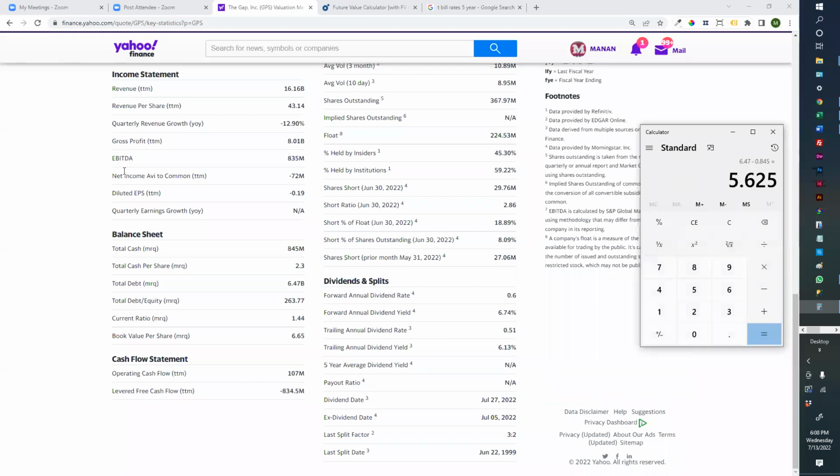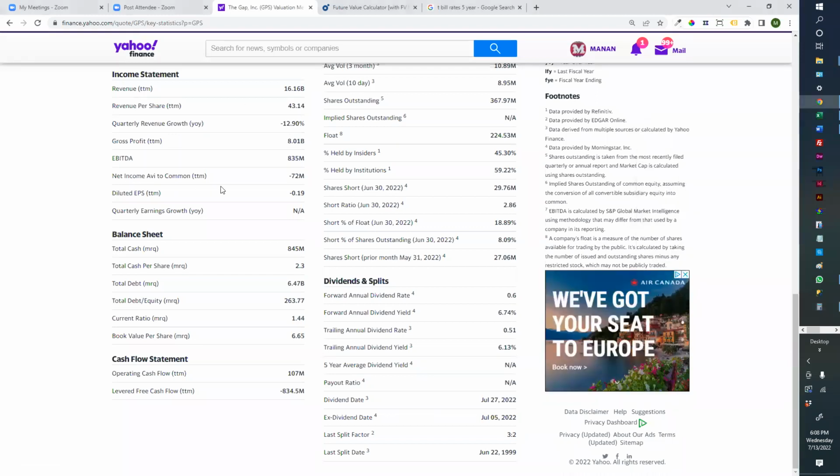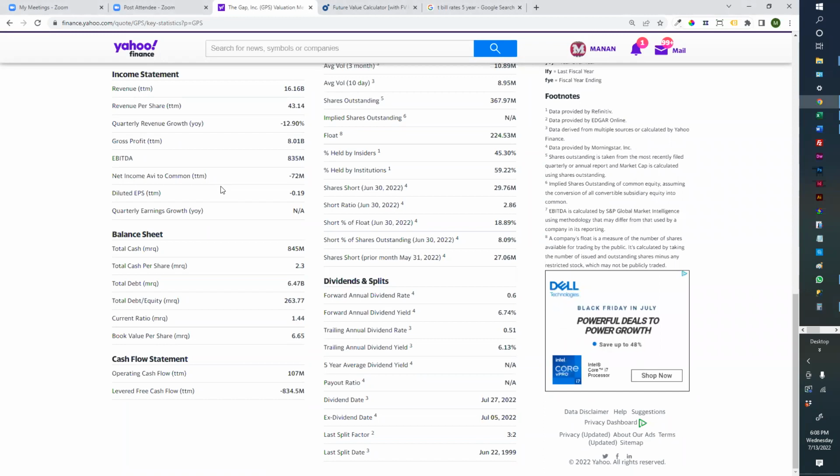Okay, now I come here, the net income is negative. Sometimes what happens is that for a given year, they have taken a non-cash impairment charge or something like that, an inventory write-down. Sometimes the net income goes negative.